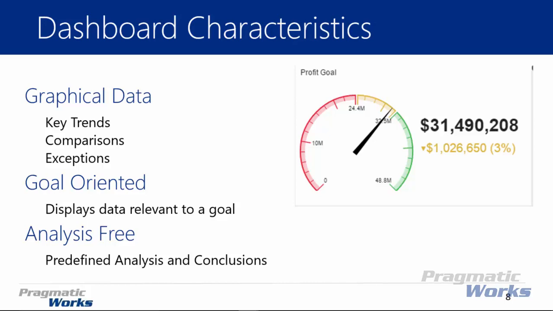It's only going to display data that is relevant to the goal of the dashboard. So if we have a dashboard that is, for example, telling us information relevant to the profit of our business and our business process, then we should only see information in that dashboard that is related to that profit.